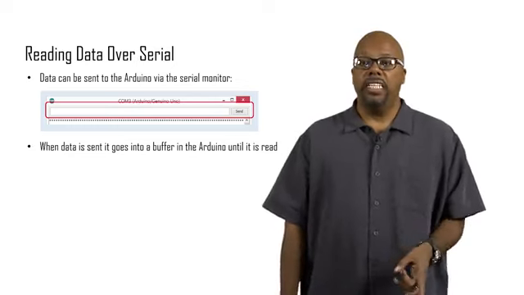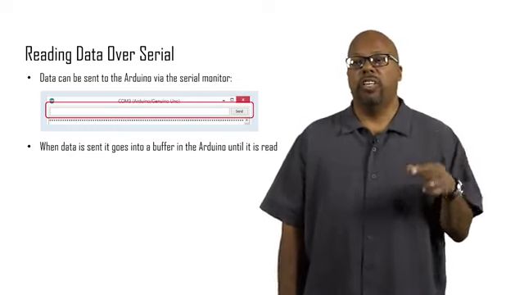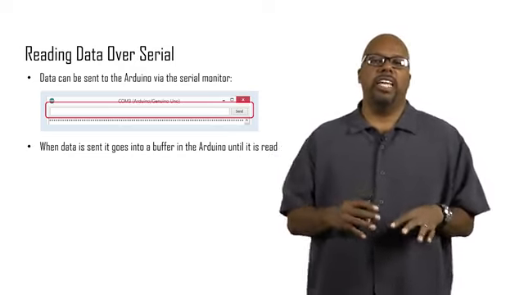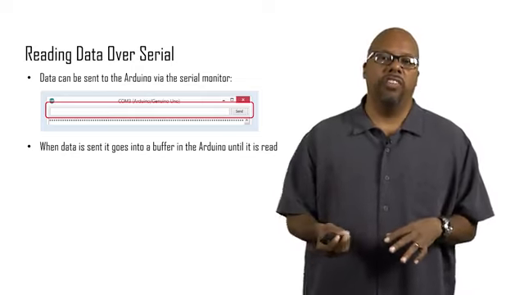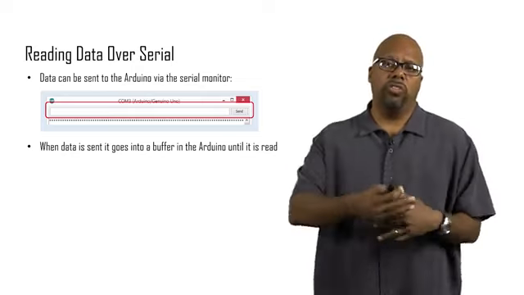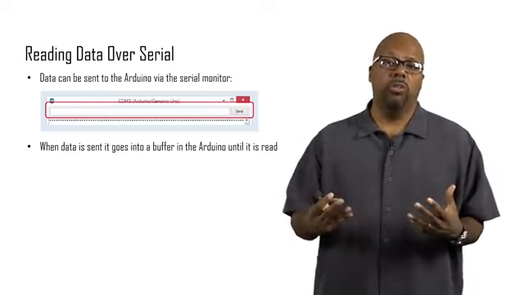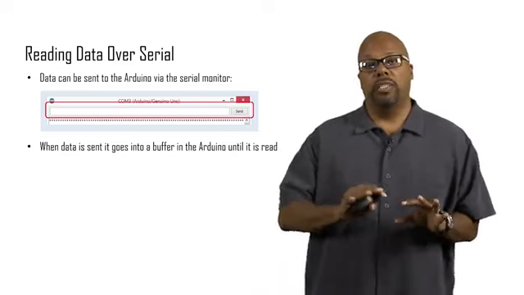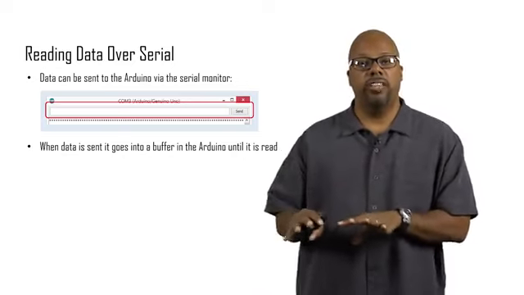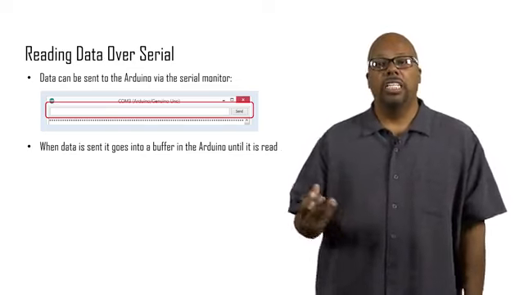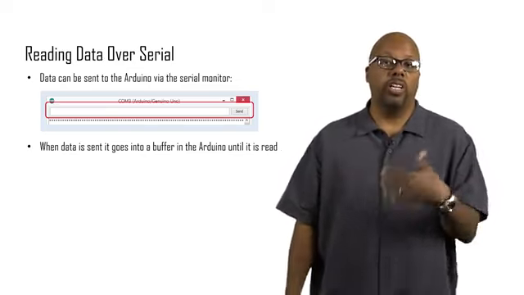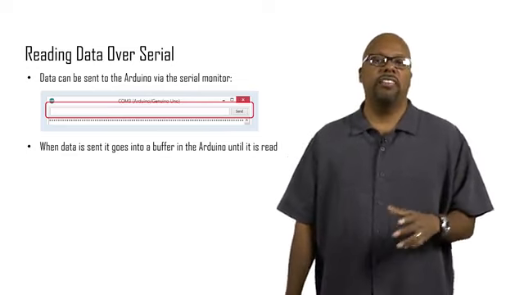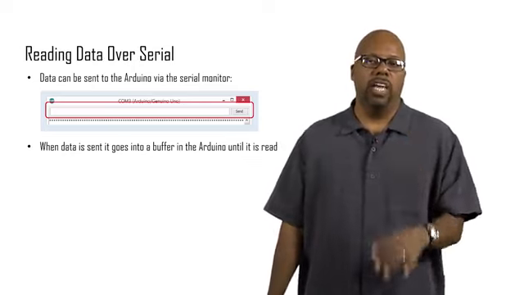When data is sent, it goes into a buffer in the Arduino until it's read. Because when you send data, the Arduino might not immediately receive it, right? When it wants to read the data depends on the code. Maybe the code's busy doing something else when you do the send. But the data is held inside a buffer inside the Arduino until the code is ready to actually read the data out of that buffer. So there's a buffer in the Arduino of a certain size where data can be held temporarily.